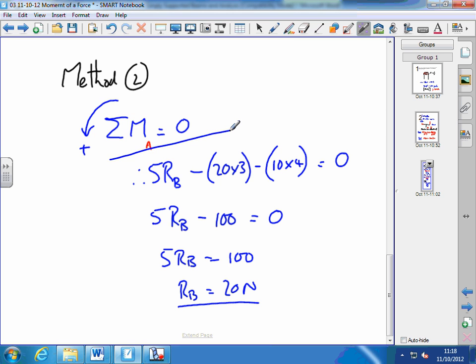I'm used to using the first method, so I sort of like that one, but I can see how this works, and you might prefer that. Okay? That's quite a nice little way to say it. The sum of the moments about a pivot A is 0, and I'm taking all anticlockwise moments as positive. So that's all written in one very small little statement, and then you can go ahead and do it. That makes sense? Okay.